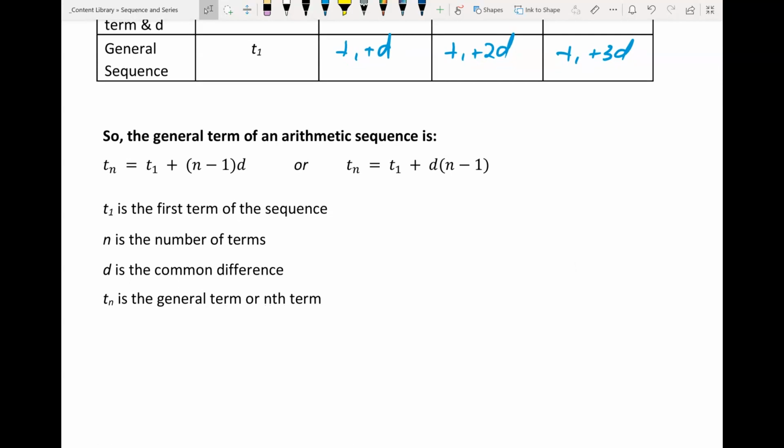So the general term of an arithmetic sequence is Tn, which is the general term, or the nth term, equal to T1 plus n minus 1 times D. This is an equivalent version of it. All we did is switch the place of D and n minus 1. So n is the number of terms, D is your common difference.